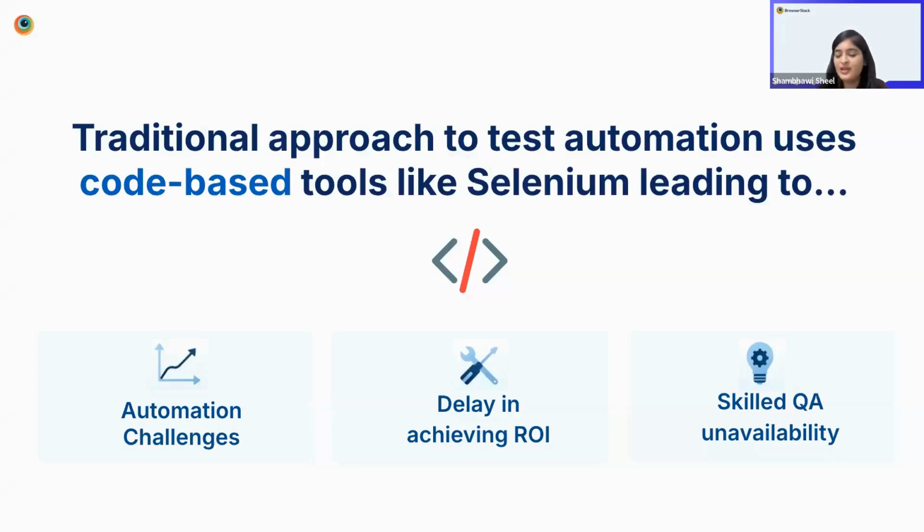So let's get started. Let's start by acknowledging a reality we have all seen. Traditional test automation relies heavily on code-based tools like Selenium. And while powerful, these tools require specialized technical skills, that is, skilled developers or QA engineers, which isn't always feasible at scale. This leads to three major challenges. First, automation becomes hard to scale and maintain. Second, you see a delayed ROI. You're investing early, but the returns come much later. And third, finding skilled automation engineers is becoming harder and costlier. And all of this creates friction in delivering faster and more reliable software.